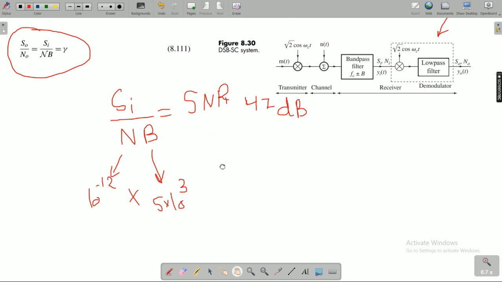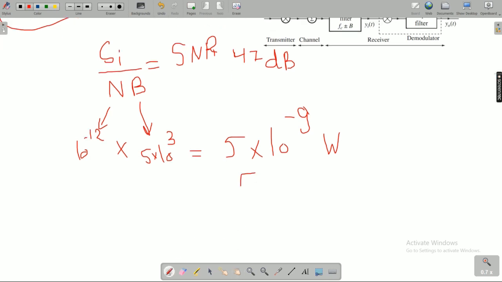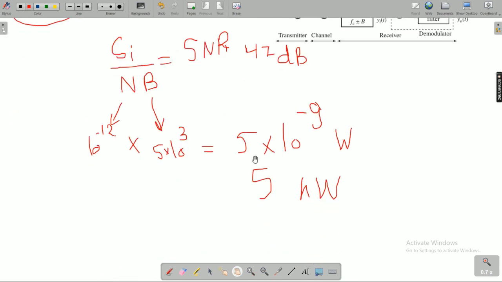By multiplying N by B, it will equal 5 times 10 power negative 9 watt. This is the measuring unit of the power, and we can write it as 5 nanowatt by replacing the 10 power negative 9 by nano, and this is valid. Then we will move to part A, which asks what is the signal power Si received at the receiver input.